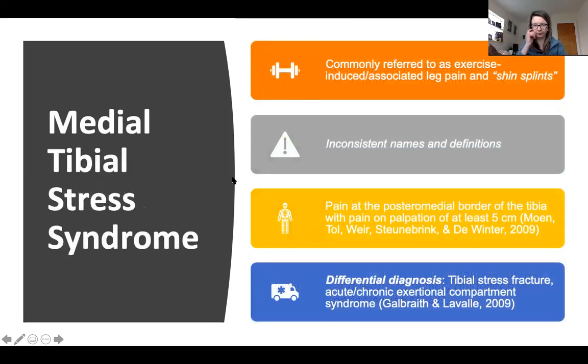All right, so a quick overview. What is medial tibial stress syndrome? It is commonly referred to as exercise-induced leg pain and/or shin splints. There are a lot of inconsistent MTSS definitions, but the most consistent definition in the literature is pain at the posteromedial border of the tibia with pain on palpation of at least 5 centimeters. Some differential diagnoses are stress fractures and acute and chronic exertional compartment syndrome.